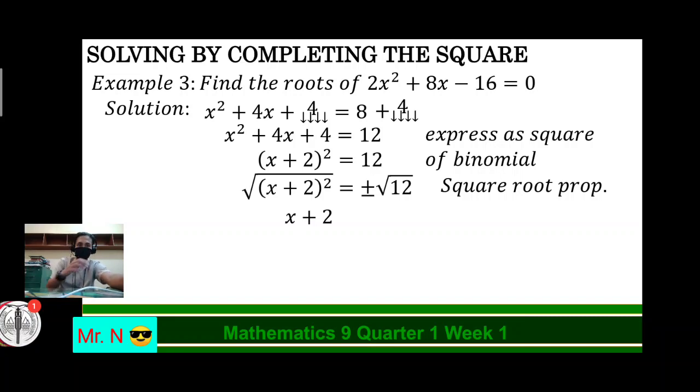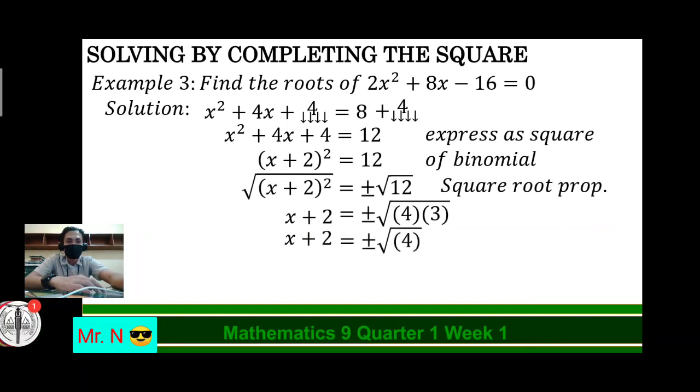So this time, class, as you can see, 12 is not a perfect square. But you can simplify it by finding the factors of 12 that have a perfect square. Okay, so let's see. We factor out 12, so we have 4 and 3. So what are the square roots of 4 and 3? So we have now the square root of 4 and the square root of 3.